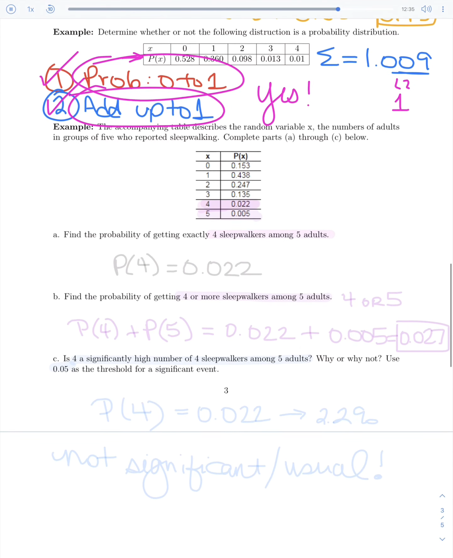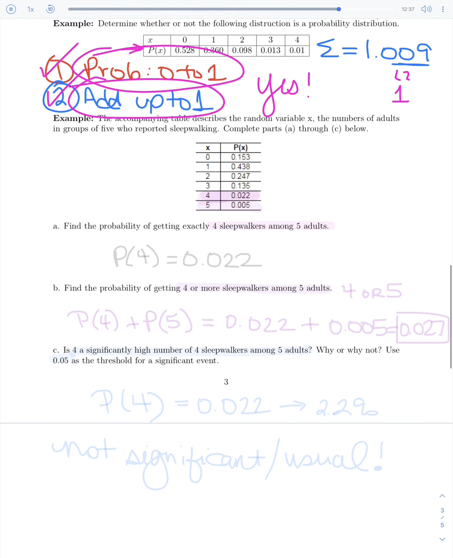Let's take a look at another one. We've got our probability distribution in this next example that's already been built for us. We just want to answer some questions in. So the first one asks, what's the probability of getting exactly 4 sleepwalkers out of 5 adults tested? Well, when we look at 4 on our probability distribution, we say that our probability of just getting exactly 4 is that 0.022.